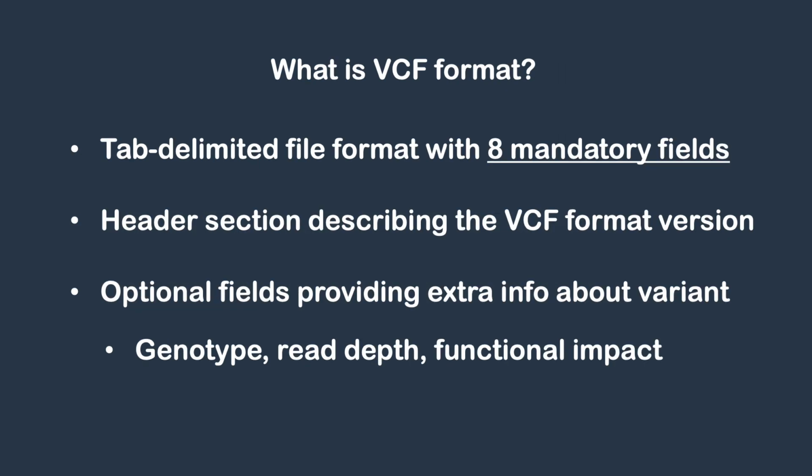Now let's talk about the VCF format and how variants are represented and stored. The VCF format is a tab-delimited text file with 8 mandatory fields, which capture essential information about each variant. The VCF format also includes a mandatory header section describing the version of the file format used. There are also optional fields that provide extra details about each variant, such as genotype, the amount of reads supporting the variant, or information about its clinical and functional impact.